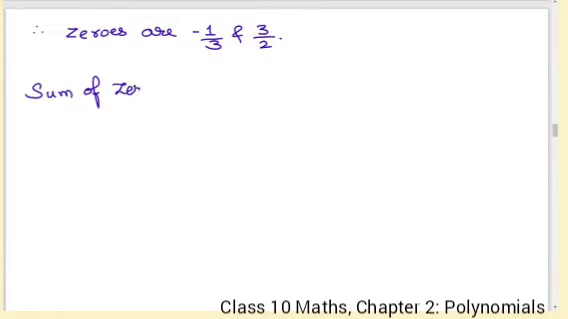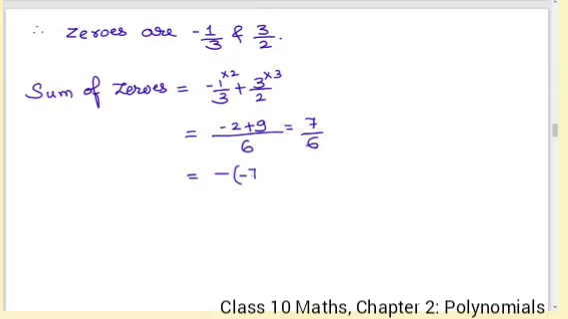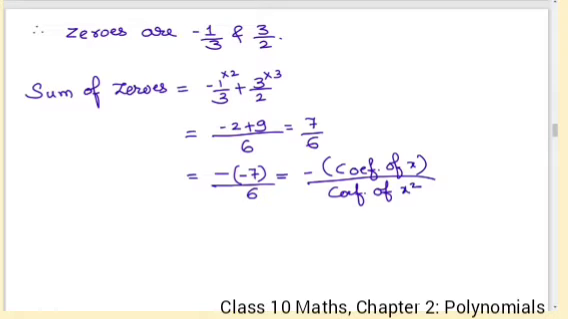Now find out sum of zeros and product of zeros. Sum of zeros is equal to minus 1 by 3 plus 3 by 2. Take 6 as LCM now. It becomes minus 2 plus 9, that is 7 by 6, which is equal to minus of minus 7 by 6, that is minus of coefficient of x divided by coefficient of x square. This relation is verified now.